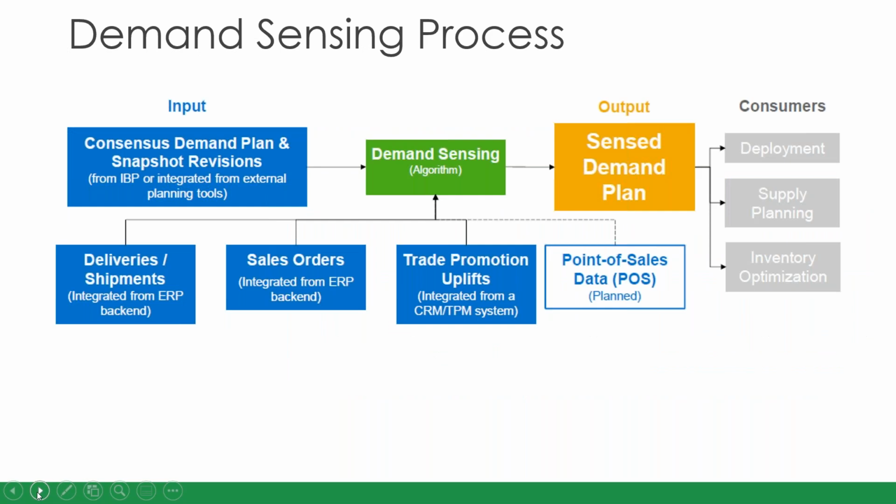And this is just a show of what goes into it. You're taking your consensus plan, but you're also taking all of these other short-term signals: sales order data, point of sales data, which is active now, delivery, shipment, sales orders. So you're trying to recognize patterns before they occur to give you that output into your overall demand flow.